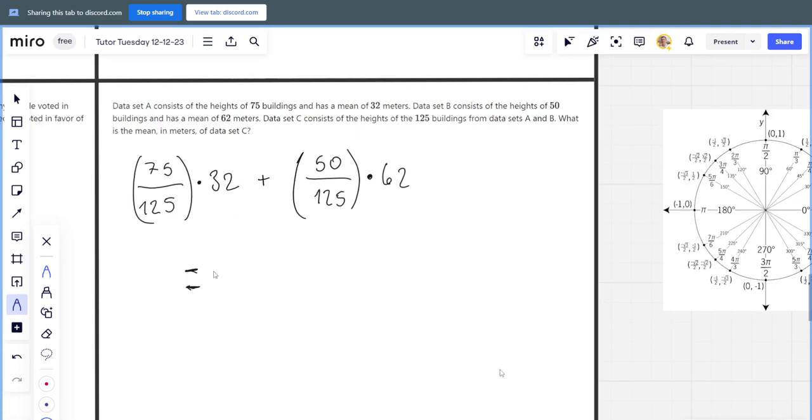Well, this simplifies down to 0.6 times 32. And then this simplifies down to 0.4 times 62, which is 24.8. So 19.2 plus 24.8 is going to be 44. That makes sense, right? If the mean of one data set was 32 and the mean of the other one was 62, the new mean has to be somewhere between those two.